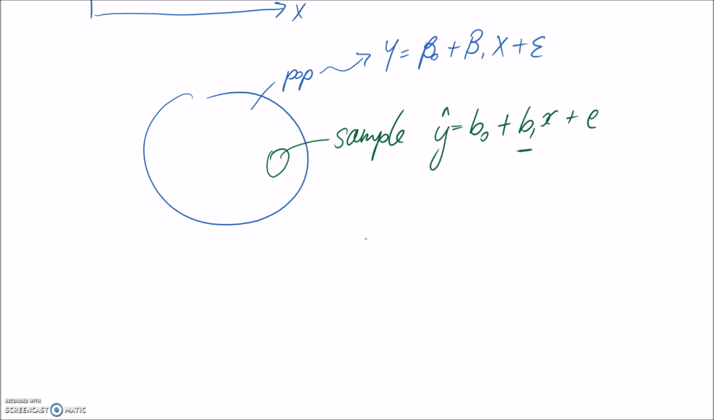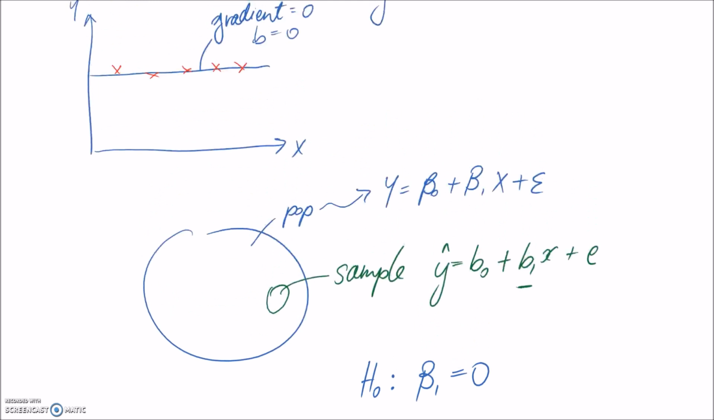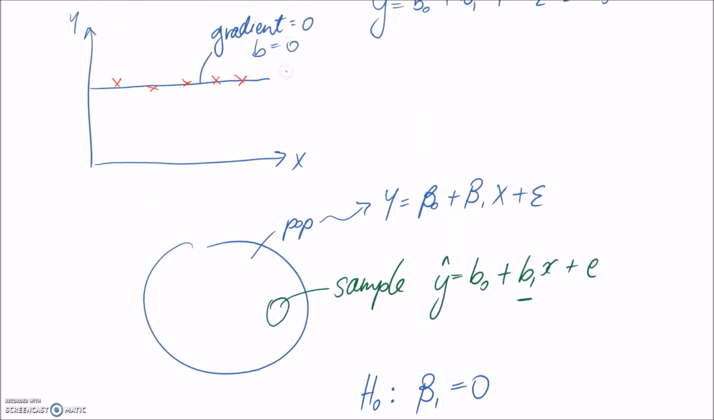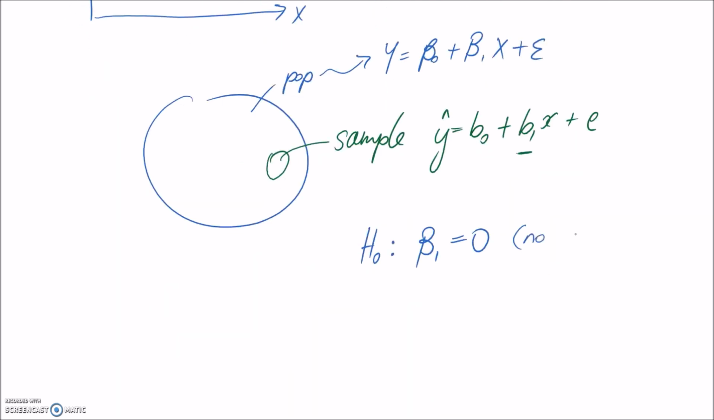So our hypothesis would be to see whether this b1 value means anything. Our null hypothesis would be that b1 for the population is equal to 0, because we saw that if this coefficient was equal to 0, it means that there's really no relationship. X doesn't really contribute to y at all. So I'll put in brackets here, no relationship. And that's why it's the null hypothesis. It's the boring one, the one of no change, maintaining the status quo.